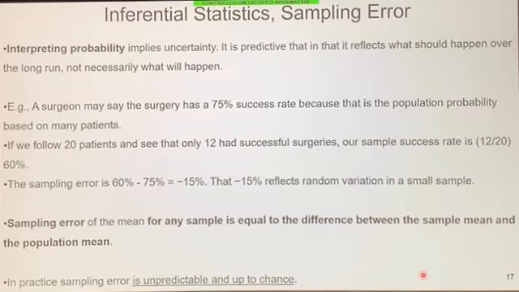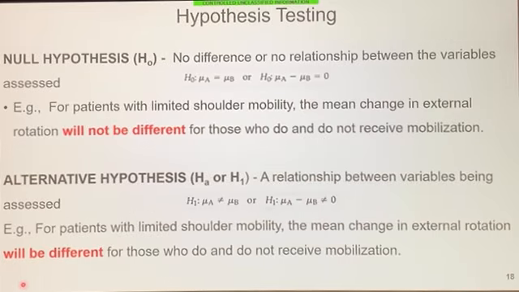When we're using inferential statistics, we're testing probability, and probability reflects long-term expectations of what we expect a population to exhibit. That's why we see the difference between the 75% versus the 60% due to sampling error. We always expect to see sampling error when we pull a sample out of a whole population, because we didn't test the whole population. And because we expect to see sampling error, we have to conduct hypothesis testing.